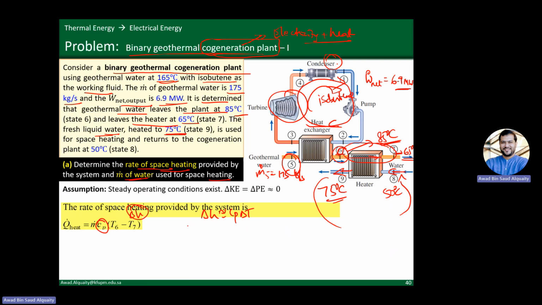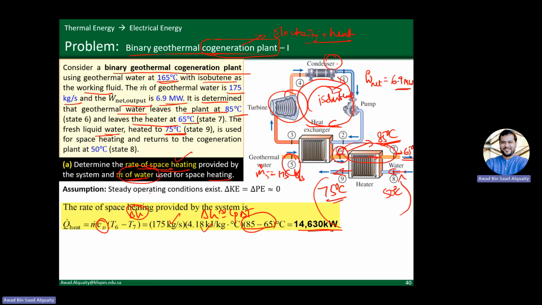Now for Cp, if you want to be more accurate, you can get it at the average temperature of 85 and 65 degrees Celsius, which would be 75, or you could simply take 4.18 kilojoule per kilogram degree Celsius. Both options are okay. So m dot Cp times the delta T for the geothermal water is the amount of heat that is getting transferred from geothermal water to the fresh water. That comes to 14,630 kilowatt. Now that's the first part done, the rate of space heating. Now what is the mass flow rate of water?